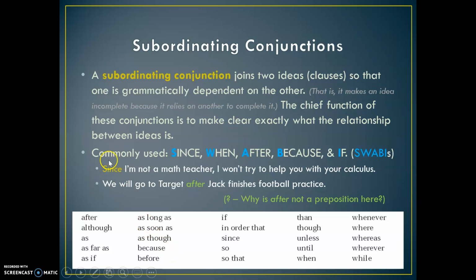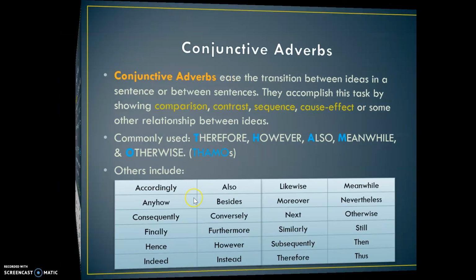In our examples here, we have the first sentence: since I'm not a math teacher, I won't try to help you with your calculus. The subordinating conjunction is since. It subordinates this entire clause, and then we have a comma and our independent clause afterward. In the second example, we will go to Target after Jack finishes football practice. The subordinate clause is after Jack finishes football practice. Now, after sometimes is a preposition, but because after is not followed by just a noun, it's followed by an entire clause, after in this instance becomes a subordinating conjunction.